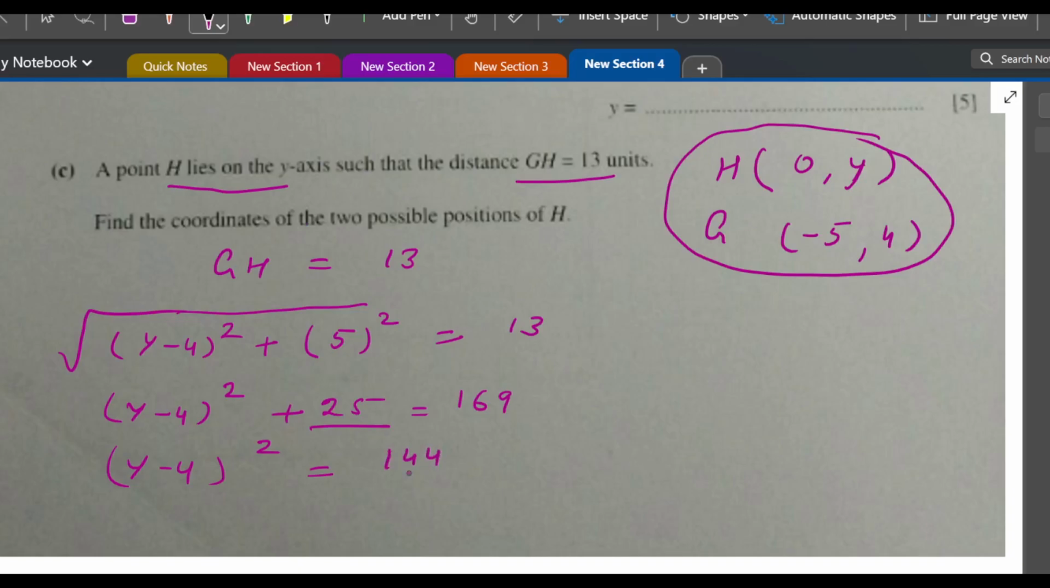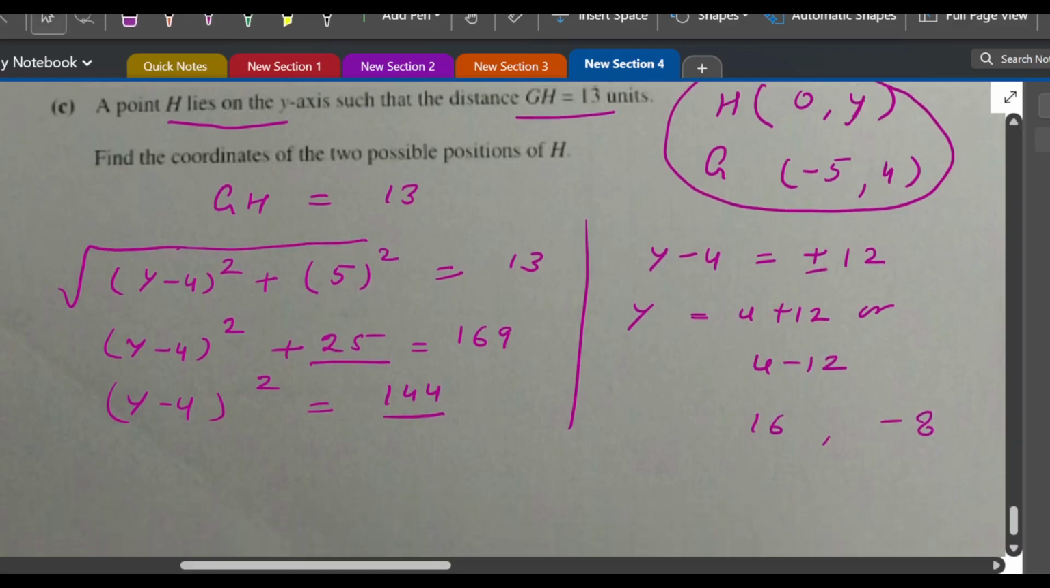Okay. Now I have to find y minus 4. So y minus 4 will be plus or minus 12. I will take the square root. So y equals 4 plus 12, or it is, because when you take the square root of any number like 25, its square root could be 5 or its square root could be minus 5. So y will be either 4 plus 12 or 4 minus 12. So 4 plus 12 is 16, 4 minus 12 is minus 8.